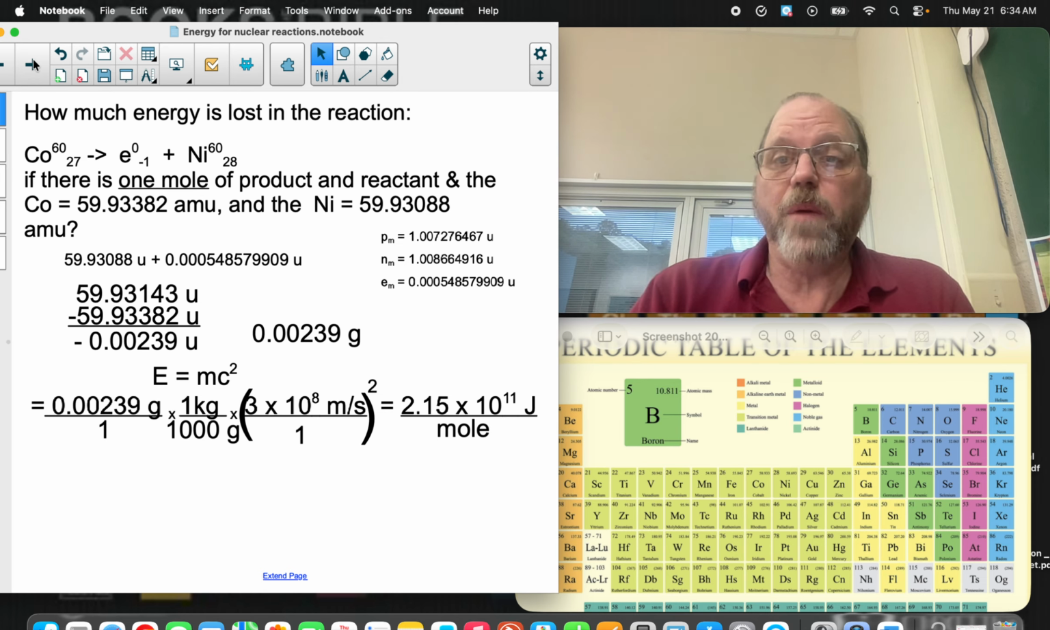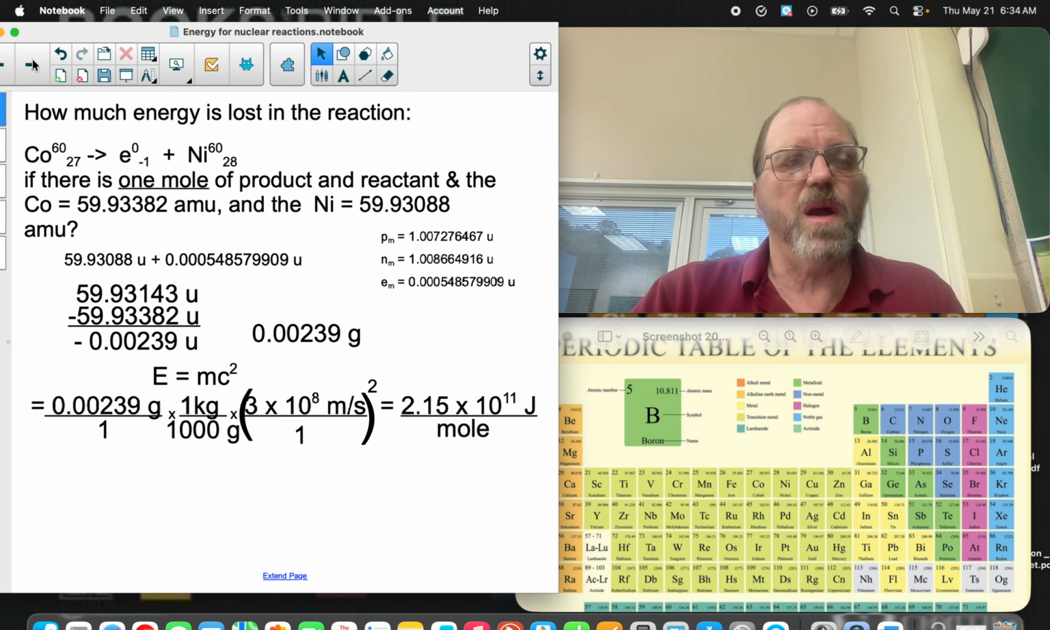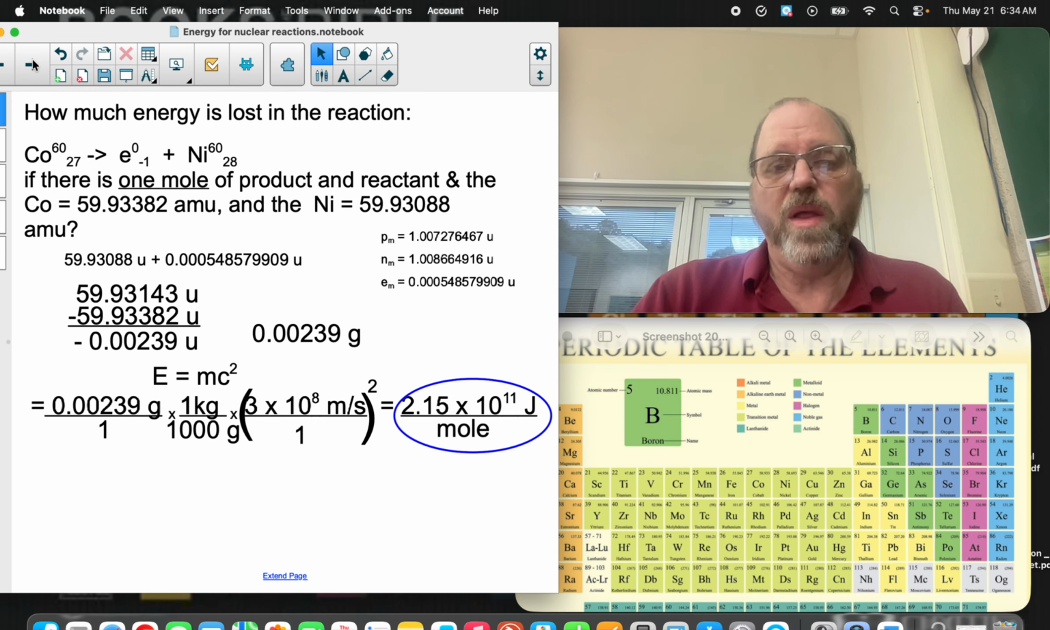That is a massive amount of energy. And that's one of the reasons why we use atomic theory for energy, because it produces so much energy in the individual reaction. All right, and that's per mole, and that's our answer.